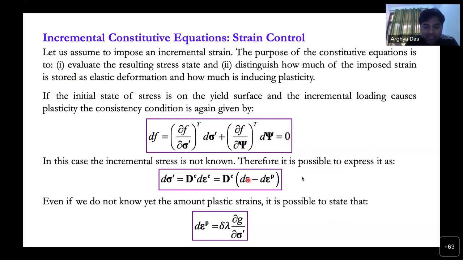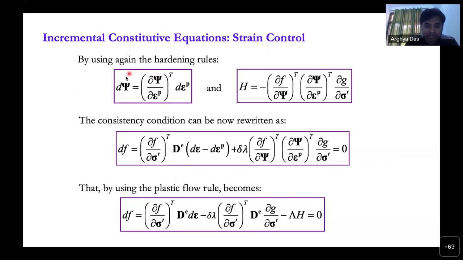The elastic relationship can be written as dE equals total strain minus the plastic strain. And we also already have the flow rule. The internal variable, as I mentioned, is primarily dependent on the plastic strain, so it can be replaced with the chain rule, del chi equals del chi by del epsilon p times d epsilon p. And this is a term I'm just denoting for the sake of simplicity: del F by del chi, del chi by del epsilon p, and del G by del sigma as H.